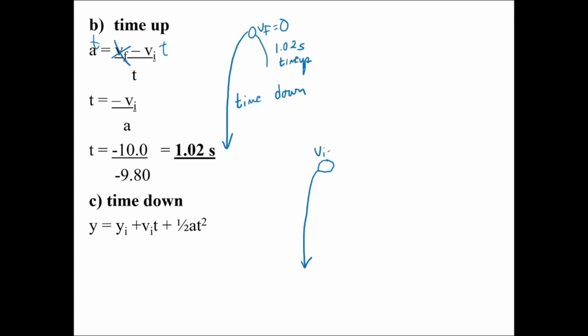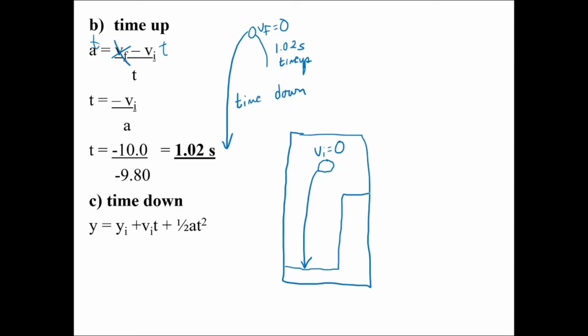Let's make V initial 0. You say, but it was 10. True. It was 10 when we threw it from the cliff, but we're only looking, just like I said, think about the panels of a comic strip. We're only looking at the way back down. We're not looking at the going up process. So that's good because that'll be 0. Now we have to pick y initial. Let's pick y initial as the 20.1 and y final as 0. So then that's going to be 0 too.